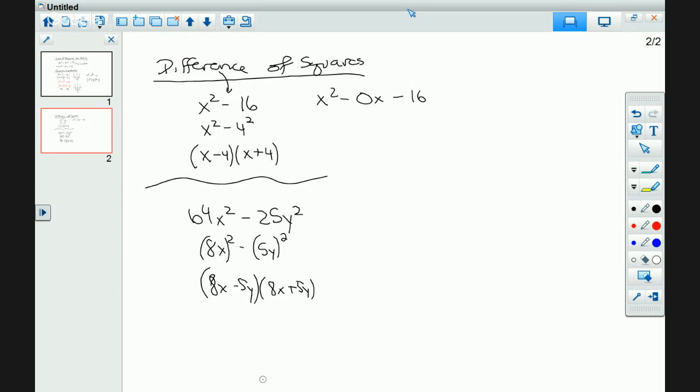The reason this works is because these are opposite signs, in order for the middle to cancel out. So in order for that to be 0, we have to have a plus and a minus. So this would be plus 4x and minus 4x. See that? If they were both positive, that's why the sum of squares doesn't work. Okay, so just the difference of squares. But we will see.